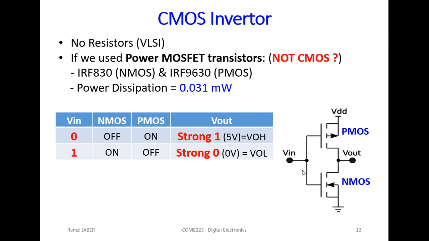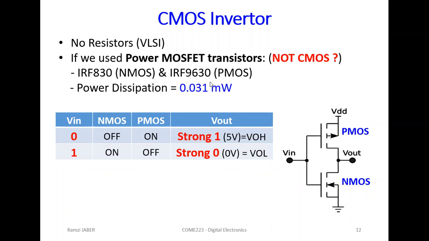So in CMOS transistor and above technologies like CMOS, FinFET, CNFET, and other new transistor technologies, we always have strong one and strong zero. Okay? No losses in voltage. So the CMOS inverter is typical, the golden rule of the CMOS technology.